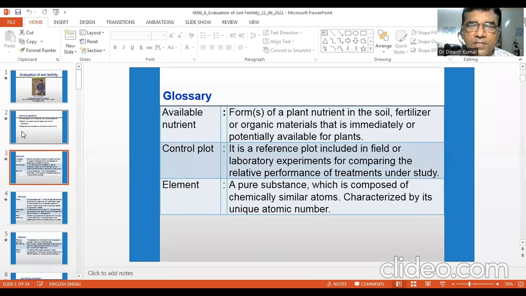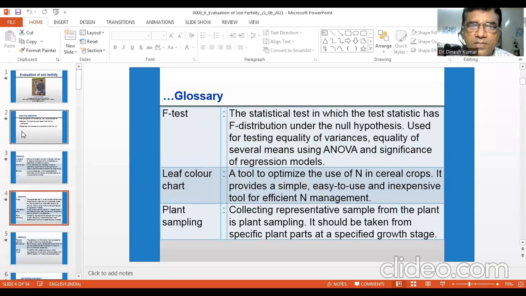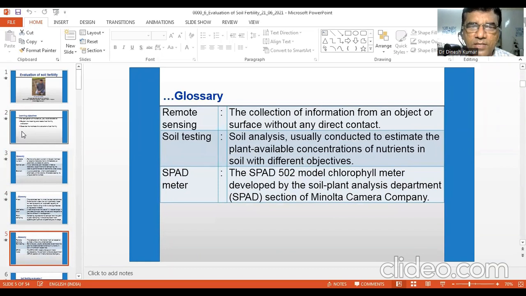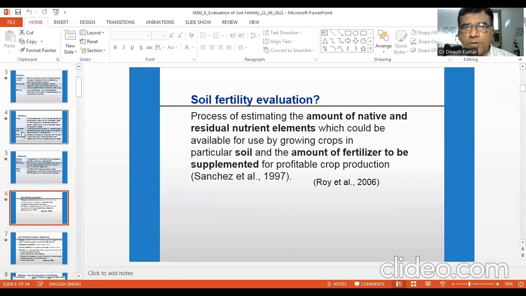Learning objectives were discussed, and some glossary of difficult words was also discussed, like remote sensing, soil testing, spectrometer. So, the process of estimating the amount of native and residual nutrient elements. Particularly in soil fertility evaluation, we want to see what is the status of nutrient. Sometimes quantitatively, sometimes qualitatively. Qualitatively, for example, if you see the visible deficiency symptoms, you can get some idea that, okay, a plant may be deficient in a particular nutrient. So that is by visual deficiency or toxicity symptoms.